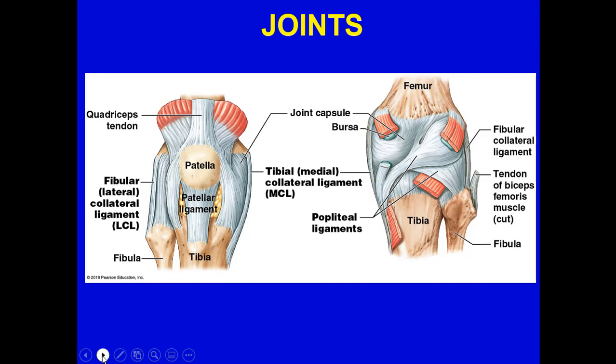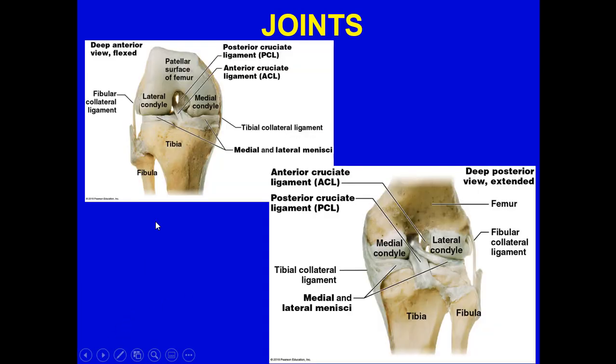Now, let's strip away some ligaments and look even deeper. Here you notice the patellar surface of the femur, articular cartilage, you've got the lateral condyle, the medial condyle, which happen to fit into these nice menisci. Okay, so if this is the medial condyle, it fits into the medial meniscus. If this is the lateral condyle, it fits nicely into the lateral meniscus. Of course, you've still got that stability from the fibular collateral ligament and the tibial collateral ligament.